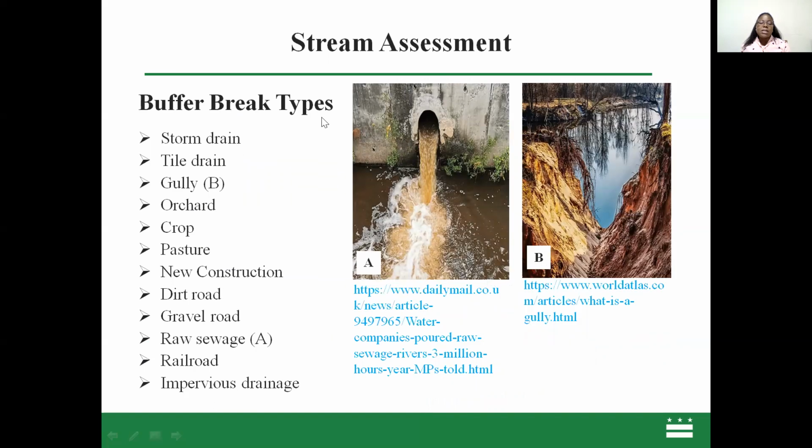Buffer breaks. There are different buffer breaks that we are interested in when we go out on a stream survey. The storm drain, the tile drain. Is there a gully around there? And is there raw sewage? In picture A, we see raw sewage deposition in our streams. We look out for that and put that on our paper.